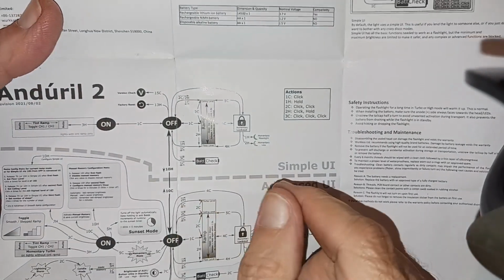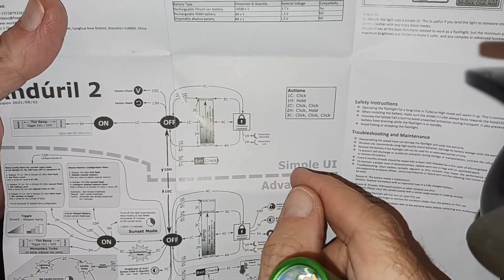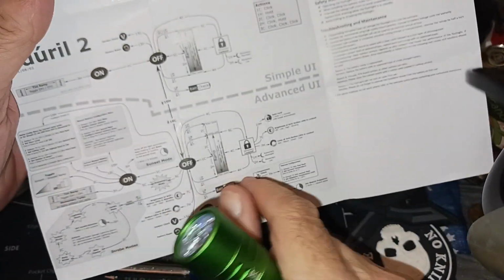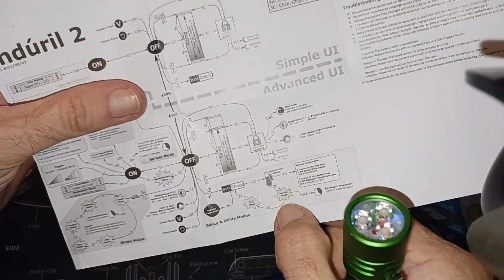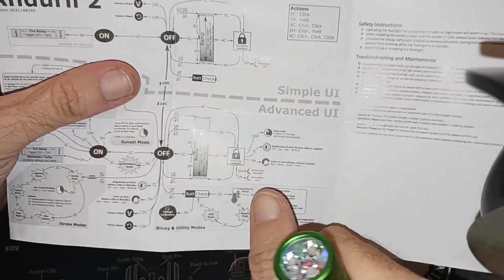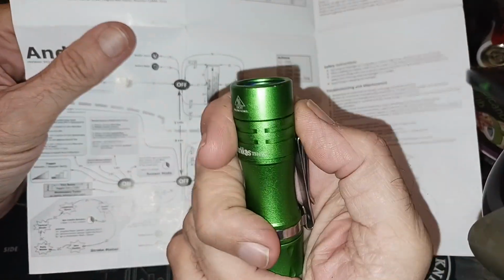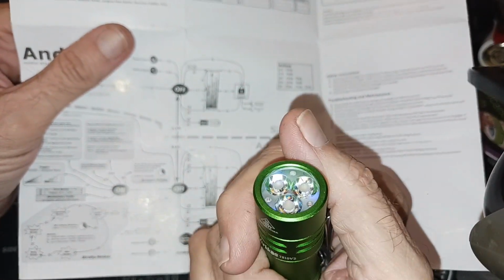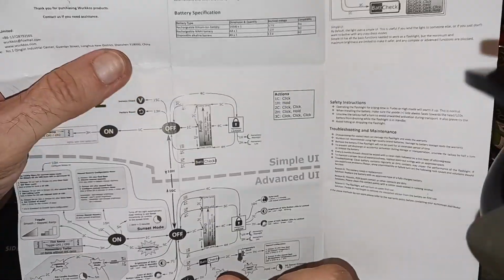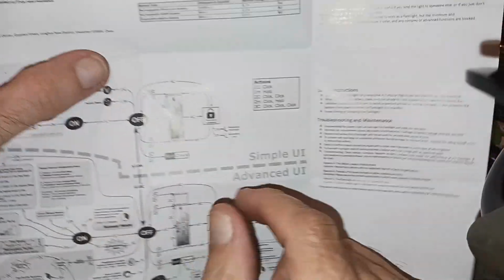The reasoning behind this is, let's say you're using this flashlight and it's got all these capabilities, and a kid wants to borrow it or something, but you know this thing gets hot enough that it might hurt them. You don't want it to get that hot. You leave it in simple user interface.